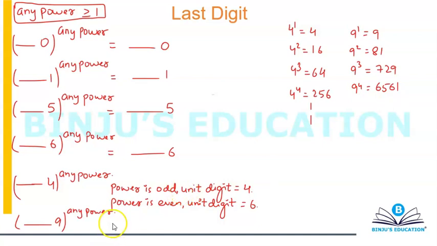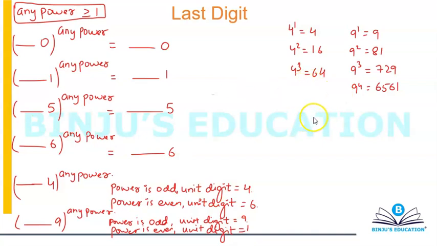That is, if the power is odd, then the unit digit is 9, and if the power is even, then the unit digit is 1. So it's following exactly the same pattern as 4 does.